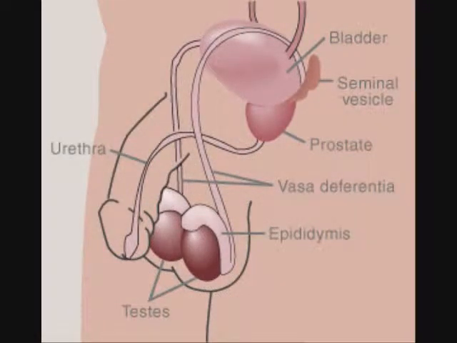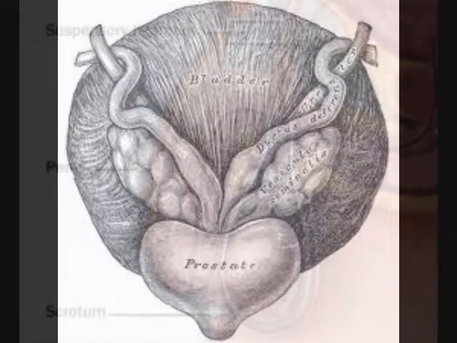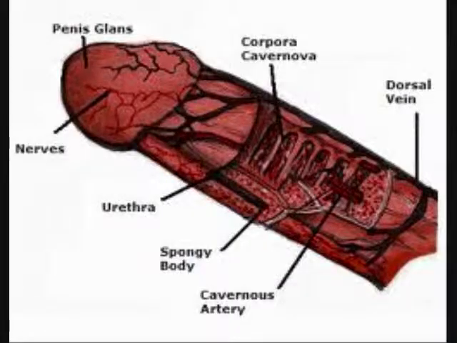Then we have the accessory glands, such as the seminal vesicles, the prostate, and the bulbourethral glands. Sorry, I can't pronounce it. And then we have the penis, which is a male copulatory organ. So the physiology of the male reproductive system, we can say that it changes over life.